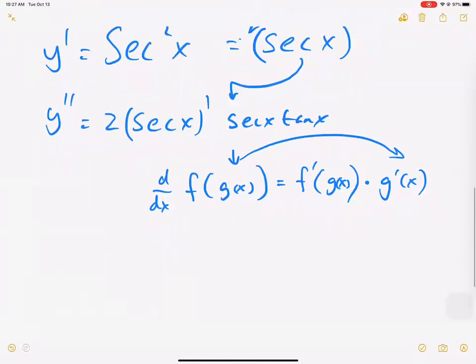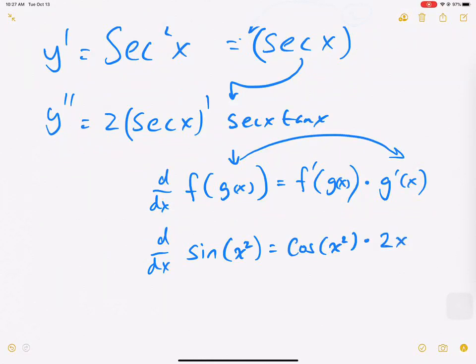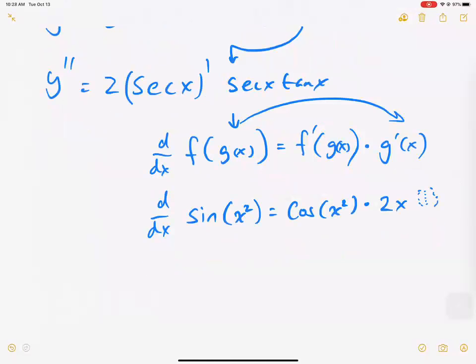To show you an example of this again, let's say d over dx of sine of x squared. The outside function is a sine, so the derivative of sine is cosine. And we leave the inside alone, that's our g of x. Then we multiply that by the derivative of g of x, which is 2x. If you want to do chain rule again, the derivative of x is 1, that invisible 1 that we don't write.